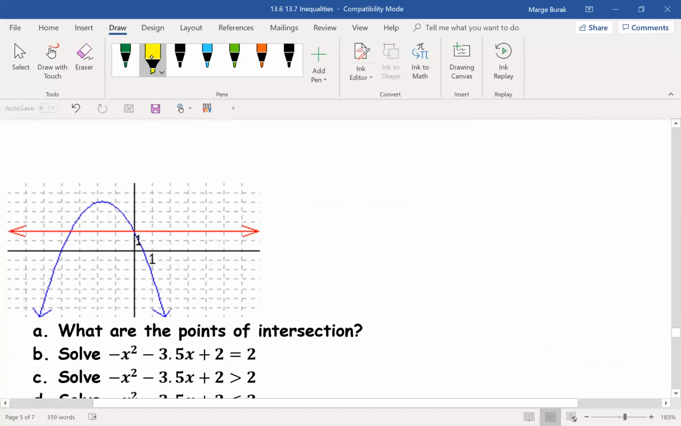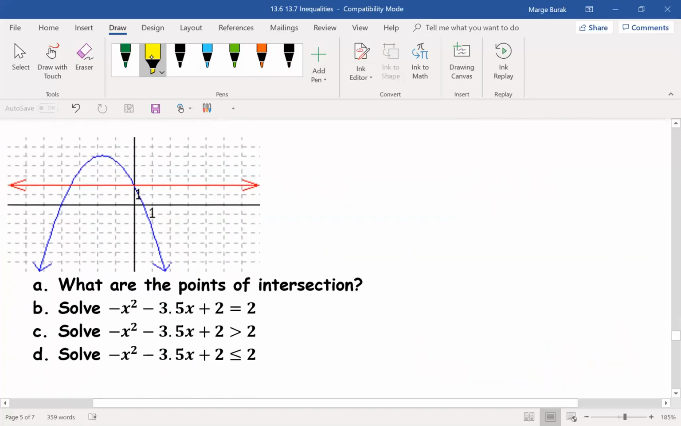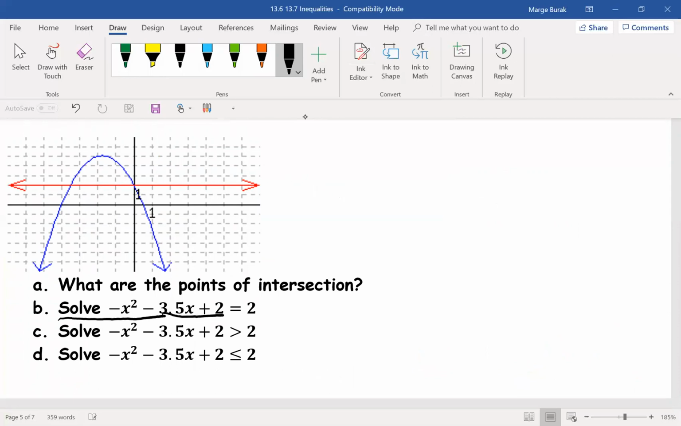All right, now let's finish up with a little bit more complicated graphs. Now, I graphed this and I put in the parabola, as you can see, is negative x squared minus 3.5x plus 2. That is an upside down parabola. And the other is, where do we want it to be compared to is where y equals 2. And so that's the red line right here, y equals 2.